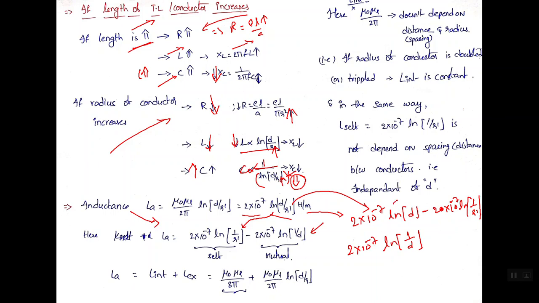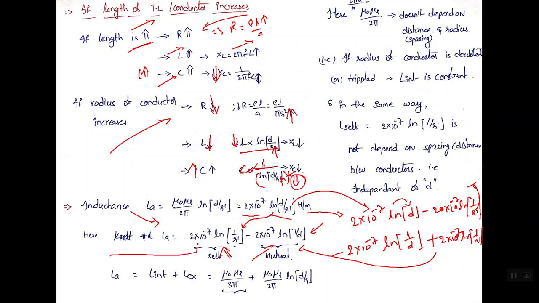If we want to write this d as 1 by d, we have to place a minus. If I want to write this r in the numerator, I can take this plus. Then 2 into 10 power minus 7 ln of 1 by r dash. I am writing the same here. Here this 1 by r dash term belongs to the self, and here it is due to the mutual. In the exams they will give questions like that.